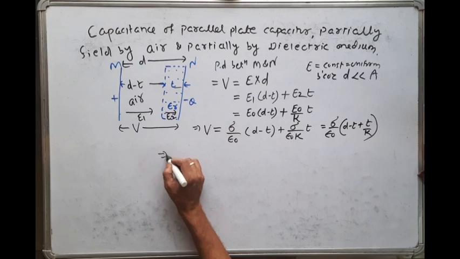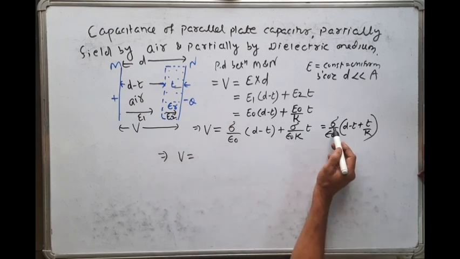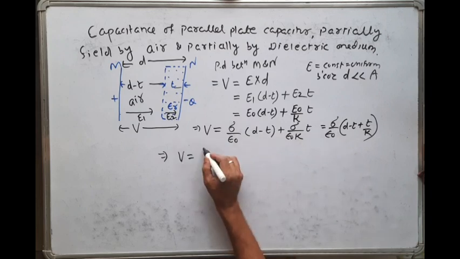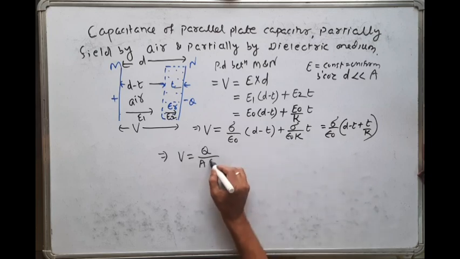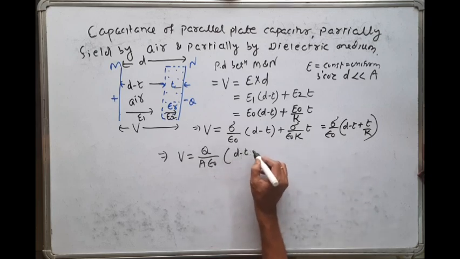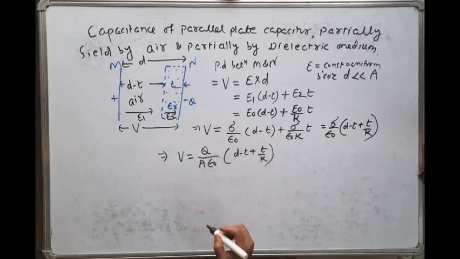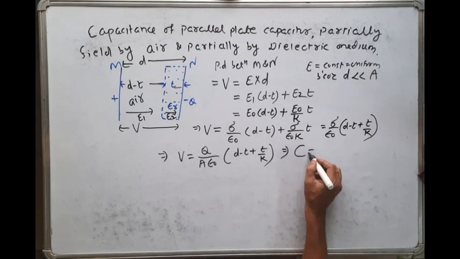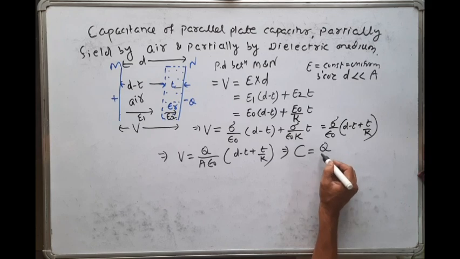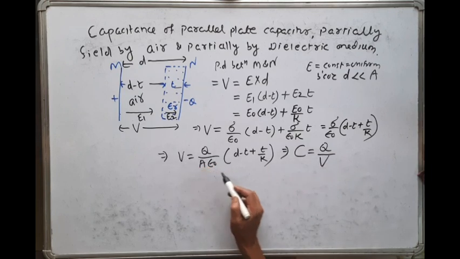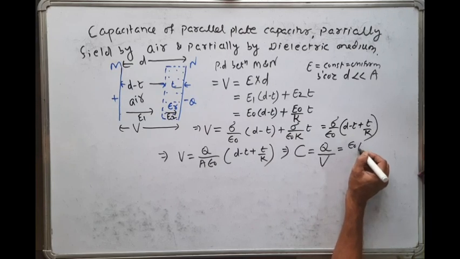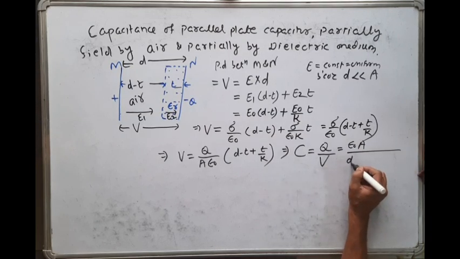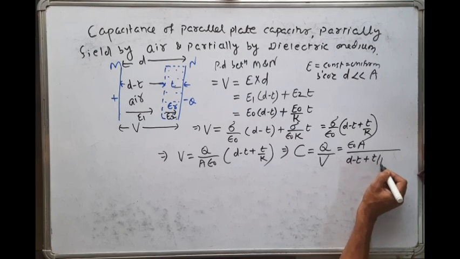So that implies V is equal to, what is sigma? Sigma is the surface charge density, which is nothing but Q by A. In place of sigma, write down Q by A into epsilon naught into D minus T plus T by K. So that implies we want to find capacitance. Capacitance is nothing but total charge per unit potential difference, that is Q by V is equal to C. So this is Q, this is V. Q by V is equal to what? Just take the mathematical analysis. So epsilon naught A by D minus T plus T by K.